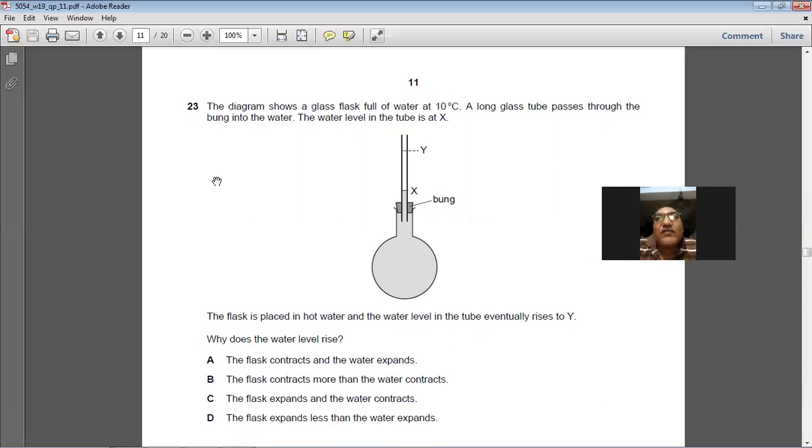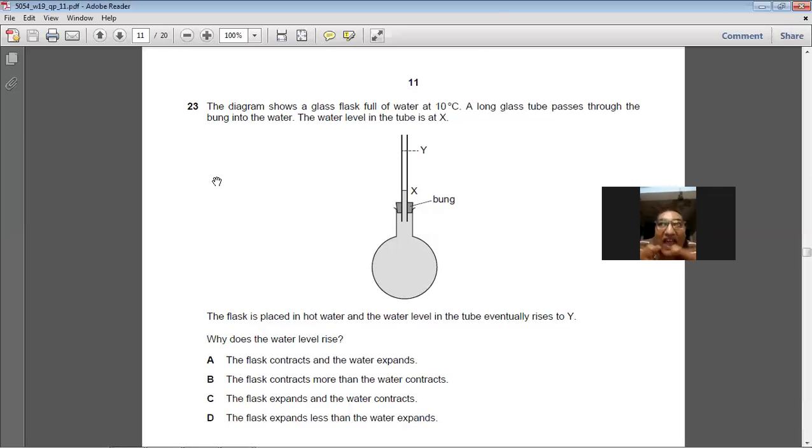Why will the level of the water go up? The reason is when you heated it, the two things, water and that flask, both have expanded. When you heat it, the flask and the water inside it both become hot and both expand. But the flask is solid and the water is liquid. So when you give the same rise of temperature to the water, which is liquid, and to the flask, which is solid, the solid will have less expansion. The liquid will have more expansion.